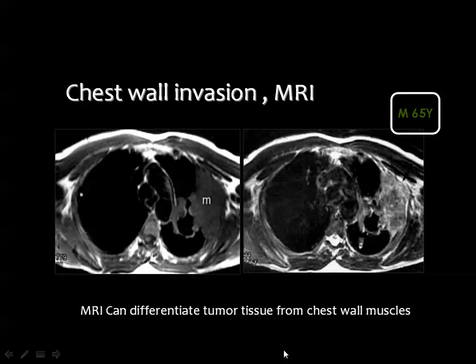A chest wall invasion was a previous contraindication to surgery of bronchogenic carcinoma. But nowadays, as I know from the thoracic surgeons, the chest wall invasion is no longer an obstacle to removing the tumor. They can remove the tumor as well as the infiltrated chest wall together.